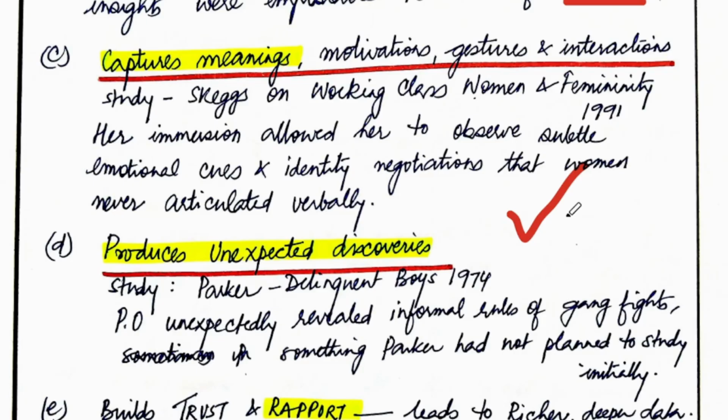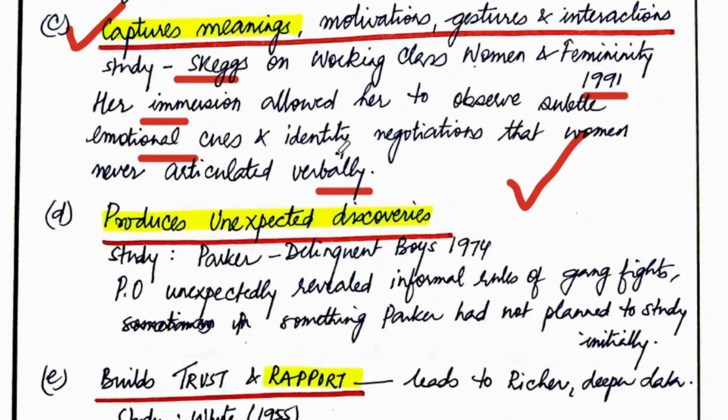Now let us continue with the advantages. Another advantage of participant observation is that it captures meanings, motivations, gestures, and interactions, the subtle aspects of social life that people may not express verbally. A good example is Beverley Skeggs's study on working class women and femininity in 1991. Because she was fully immersed in the group, she was able to observe the emotional cues and identity negotiations that women never articulated verbally. These insights were possible only through close participation.